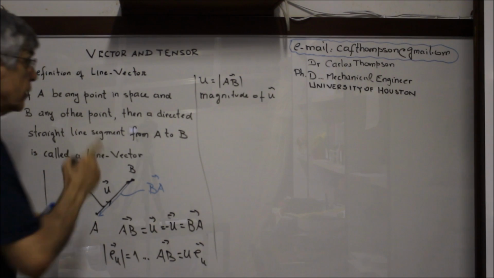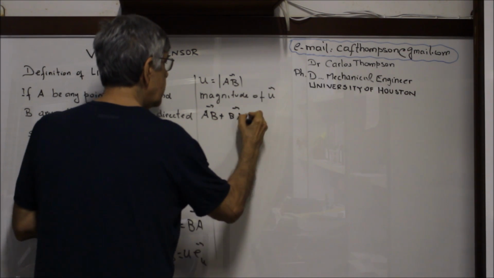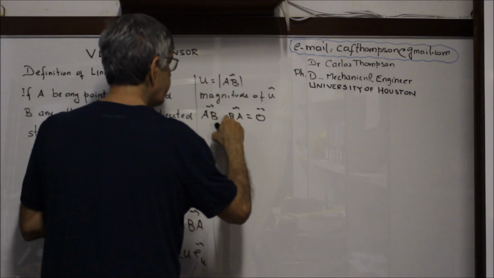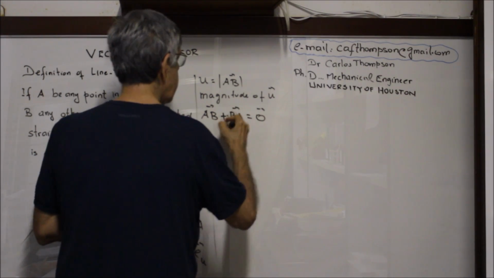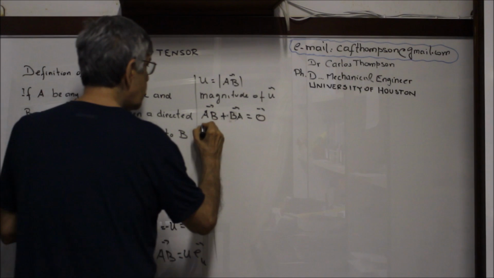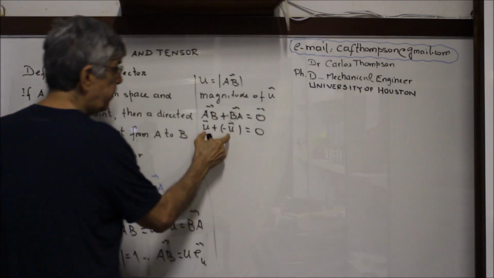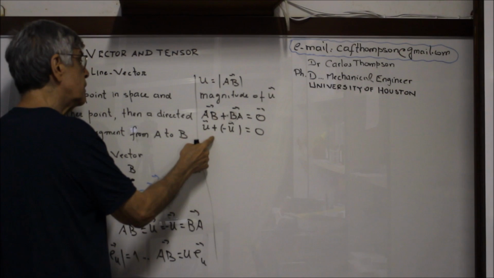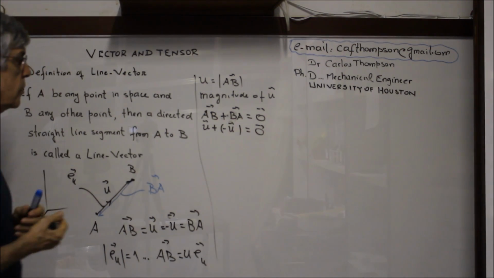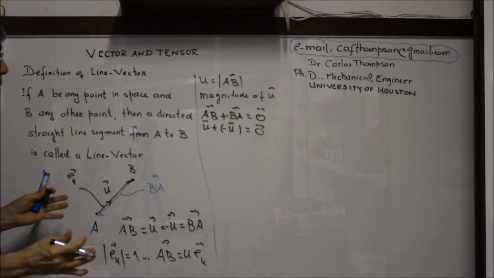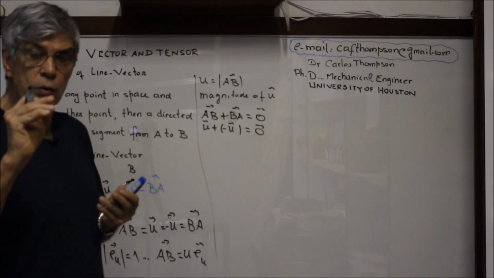You see, it's important. Why? Because AB plus BA is equal to 0. Why? Because U plus minus U is equal to 0. You see, this algebraic sum results in a vector. That's why you have to put an arrow on that 0. It's not a scalar. Suppose you have 5 minus 5. This is 0 as a scalar.